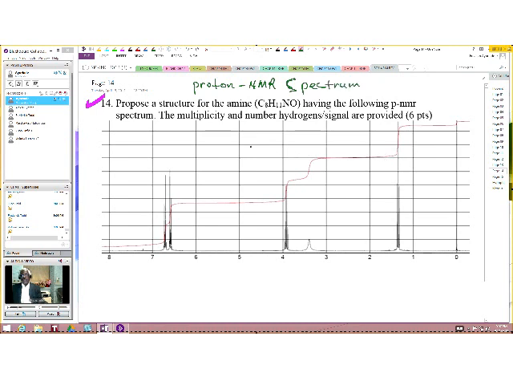Okay, we are also told that the multiplicity and the number of halogens will be provided. So, this peak right here is a triplet. Of course, this one here is your reference signal from TMS, so we don't need to worry about that. This peak here is a singlet.